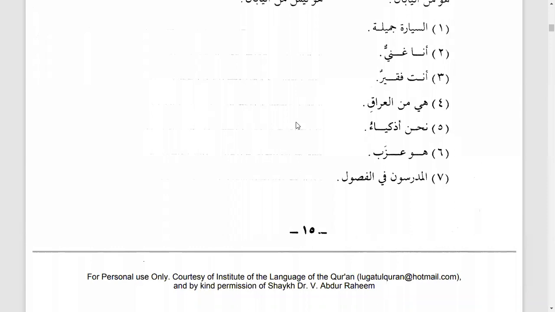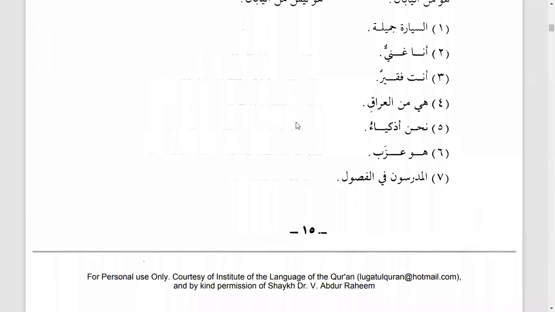أنا غني. Okay. أنا لست غني. No, we have to use ba. So because this lesson consists of the ba, أنا لست بغني. بغني, right? Yes. أنا لست بغني. I am not rich. Okay. The third one, أنت فقير.